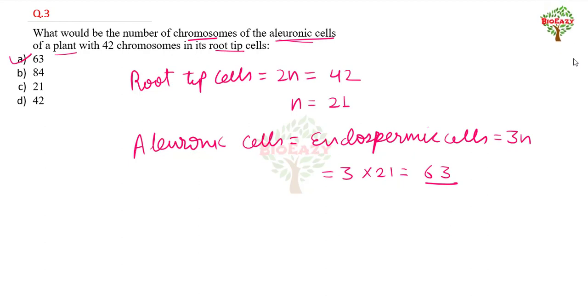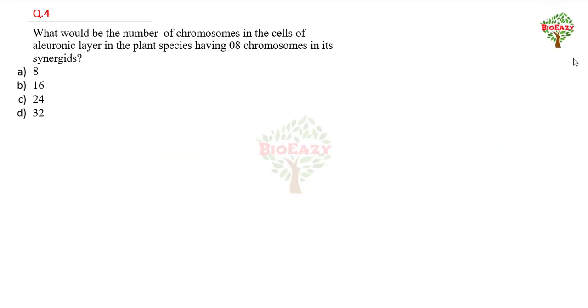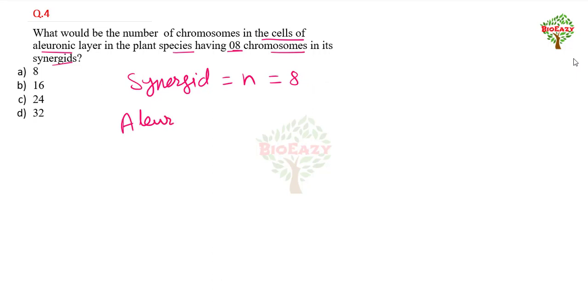Next, question number 4 is, what would be the number of chromosomes in the cells of the aleurone layer in a plant species having 8 chromosomes in its synergid? We all know that synergid cells are haploid cells. So here n is equal to 8. And we have to find out the number of chromosomes in aleurone cells. So again, aleurone cells are triploid cells. So 3 into 8 is equal to 24. So the answer is C, 24.